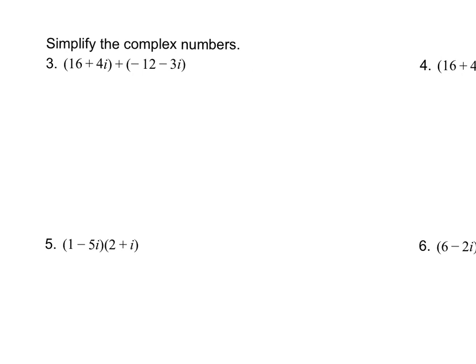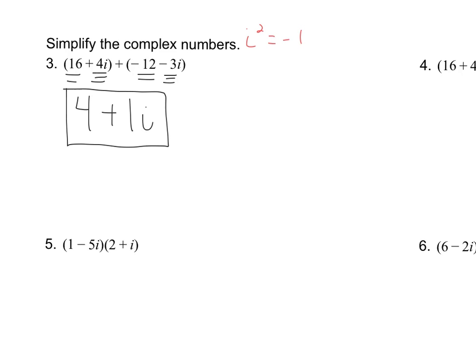So here's some operations on complex numbers. And remember, these really follow the same ideas of polynomials for adding, subtracting, multiplying, and dividing, except we know that i squared is -1. So when we're adding these, 16 and -12, 16 plus -12 is 4. 4i plus -3i is just simply positive 1i. So those two complex numbers together are just 4 plus 1i, or 4 plus i. So just adding the numbers and the i parts.